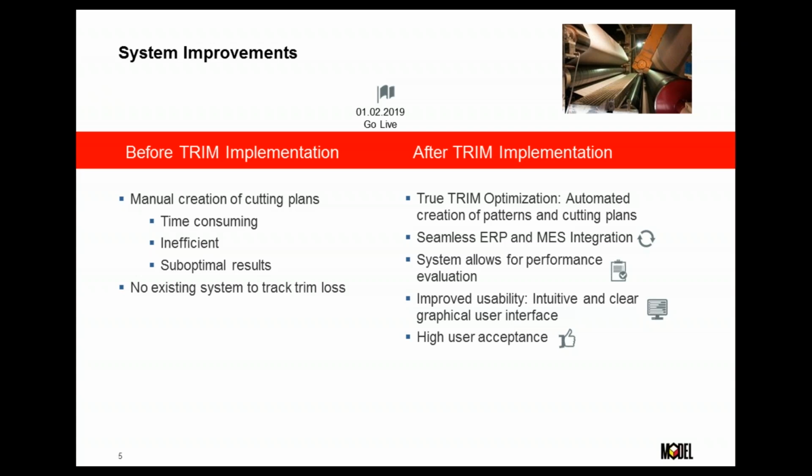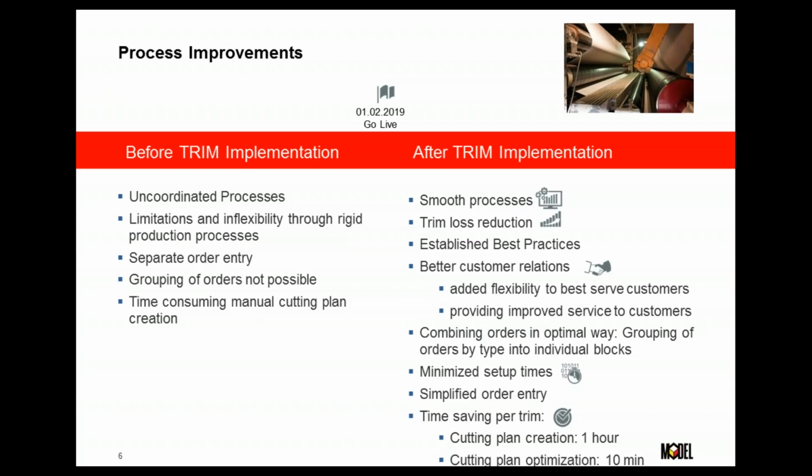Our trim needs are not very high. In the example which you will see later, you will see even a little bit more than what was our requirement. But in the end, I think we have a really high user acceptance and improved usability. And the process improvements were even greater than the system improvements. So we had uncoordinated processes. As mentioned, when you need to take the phone to call into production to ask how far the order is, I think this is not the goal. This was not the goal for us.